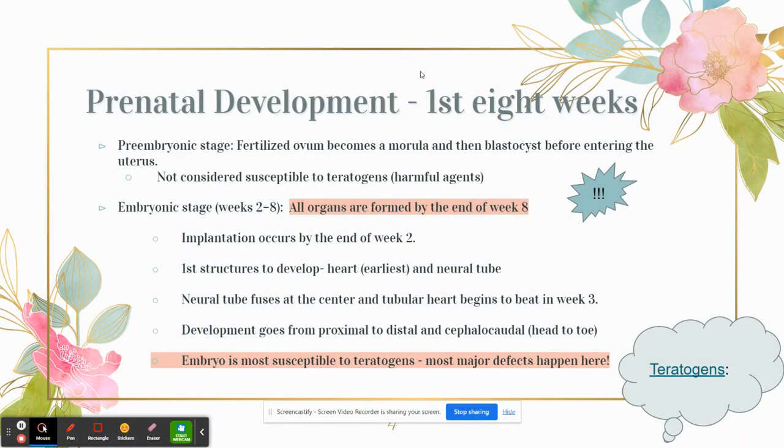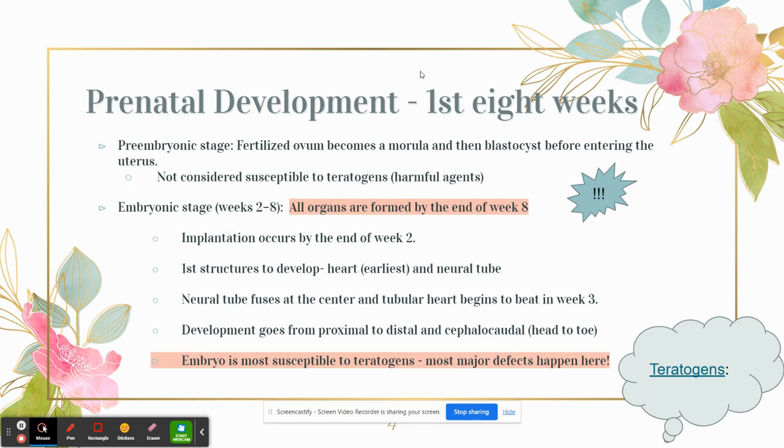So prenatal development is divided into three basic phases. The pre-embryonic stage. We start with a single cell fertilized ovum, which becomes then a clump of cells. It divides rapidly, becomes a morula, and then a blastocyst, and then it enters the uterus and implants. This stage happens in the first 14 days following conception. At this point, that fertilized egg and that rapidly dividing cluster of cells is moving through the fallopian tube, starts in the outer ampulla, the outer third of the fallopian tube, and down into the uterus.